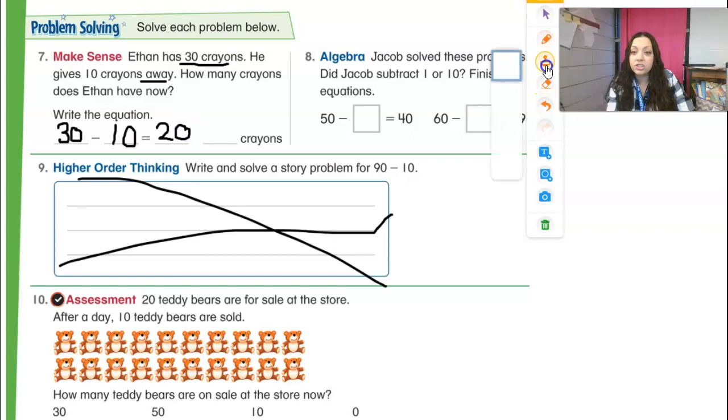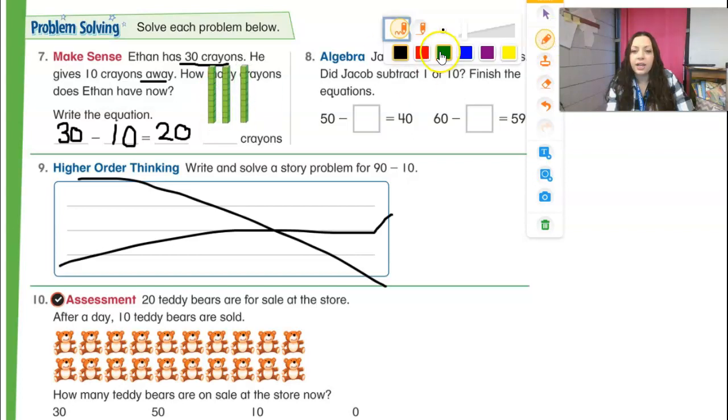Or if I needed to, I can build it to show. I had 3 tens, so 10, 20, 30. I took away 1 ten, and I'm left with 2 tens, which is 10, 20. But the important words that we're looking for is he gives 10 crayons away. So away means that we're breaking it apart. We're looking for those words in that problem.